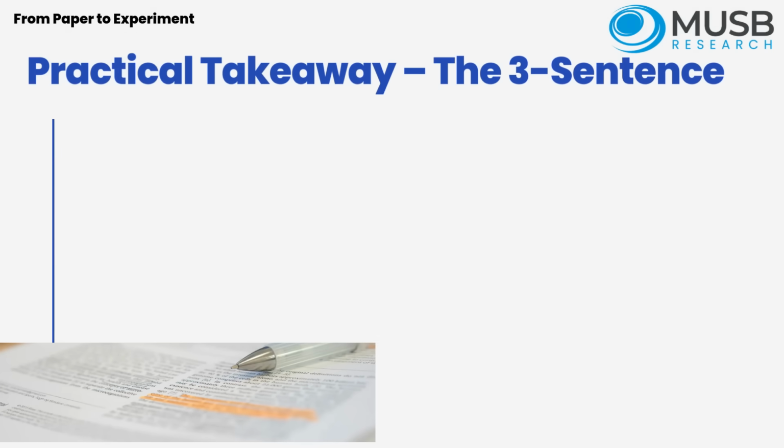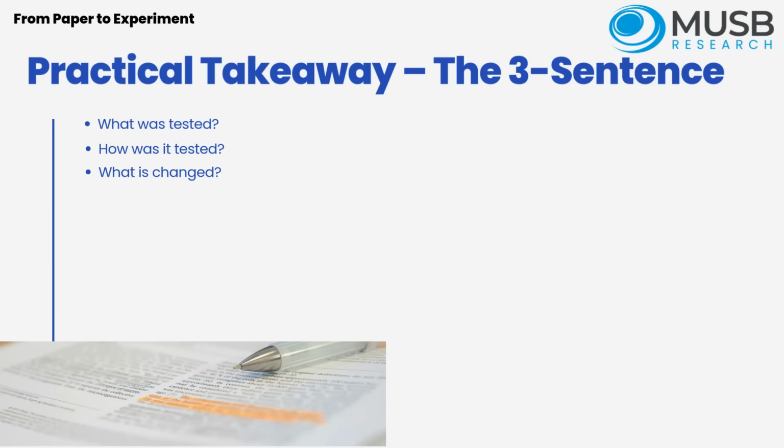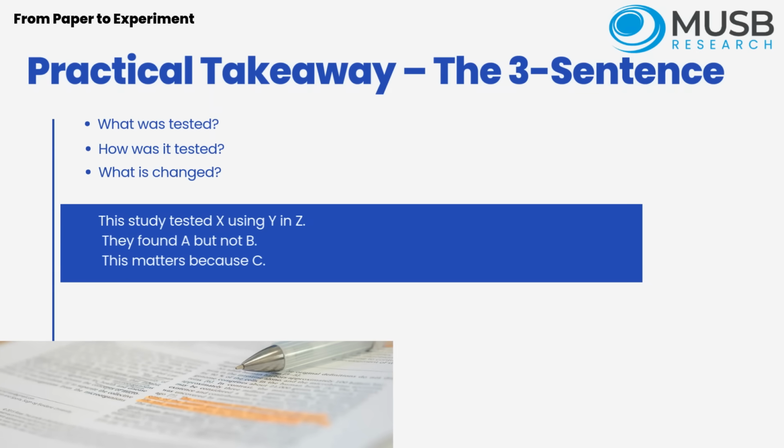Practical takeaway: the 3-sentence test. After reading any paper, you should be able to answer 3 things. What was tested? How was it tested? What truly changed? If you can't explain a paper in 3 sentences, you don't understand it yet, and that's okay. Use this test. This study tested X using Y and Z. They found A but not B. This matters because C. If you can do this, you're reading like a scientist.